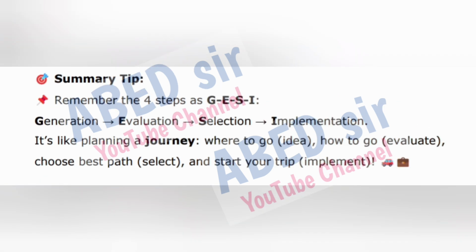Summary tip. Remember the 4 steps as GESI: Generation, evaluation, selection, implementation. It's like planning a journey: where to go, idea; how to go, evaluate; choose best path, select; and start your trip, implement.